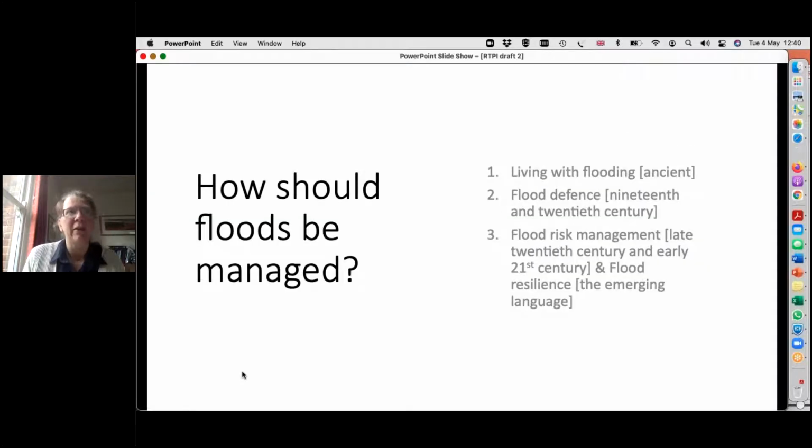So how should we manage flooding? I'm going to talk through three changing approaches. So a sort of ancient approach, living with flooding; an approach that then became more common in the 19th and 20th century, which is flood defence; and then the more recent approaches, which are called both flood risk management and flood resilience. Some subtle differences between the two, but really they come together. And this can be seen as kind of the emerging language for this century.